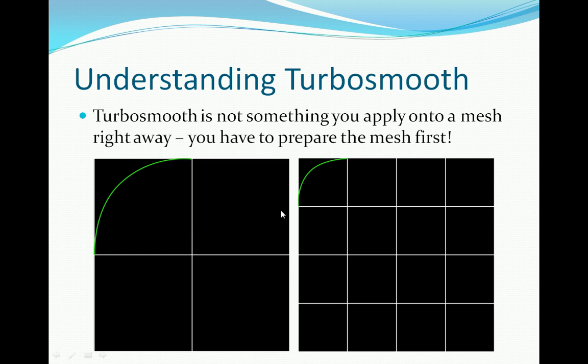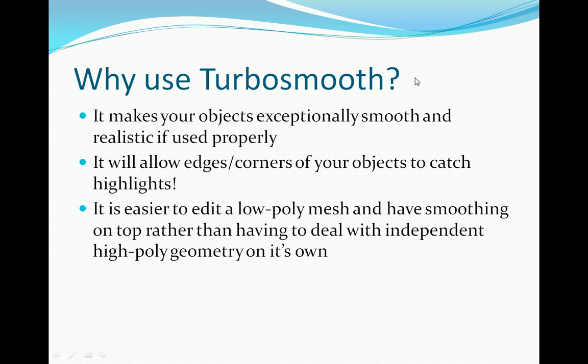And let's say we add more iterations to that cube before smoothing it. Now we would end up with smoothing just the corners here, and it would look a little bit more like a playing dice or something like that. So this is something to be aware of. You need to add detail to appeal the Turbosmooth algorithm in order to achieve desired effects. So why should we use Turbosmooth? Basically it makes your objects exceptionally smooth and realistic if used properly.